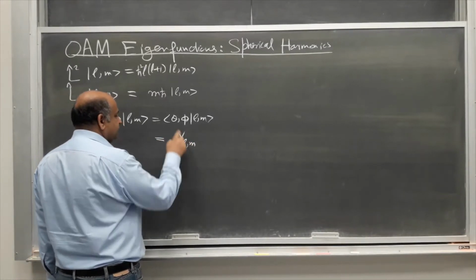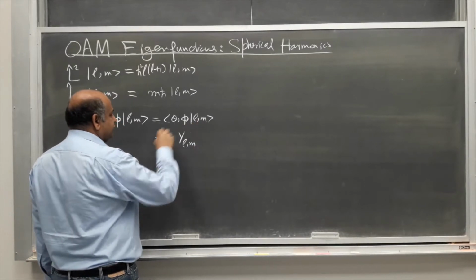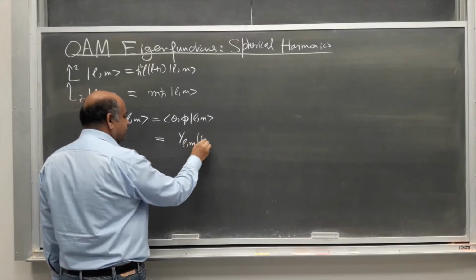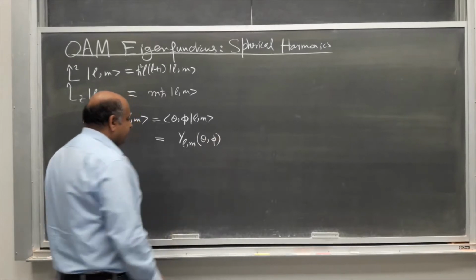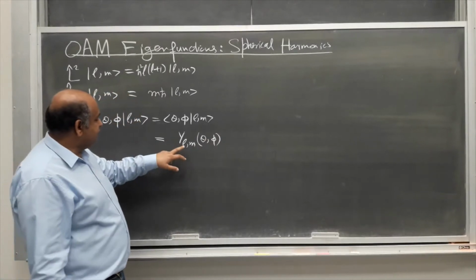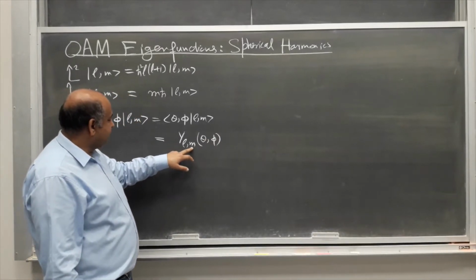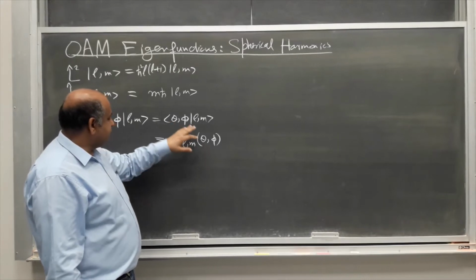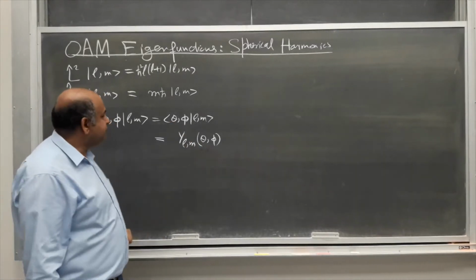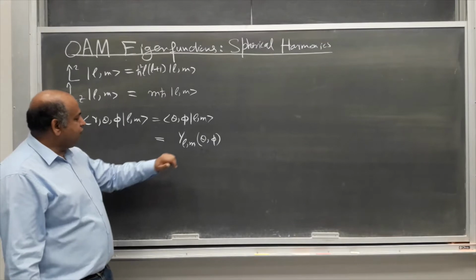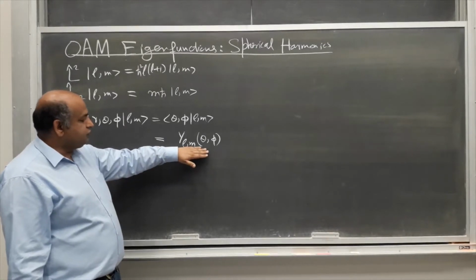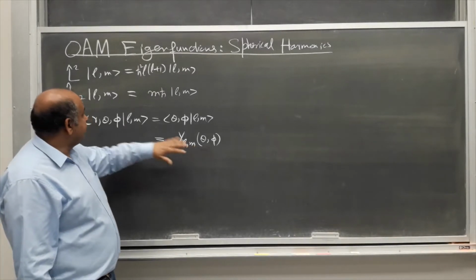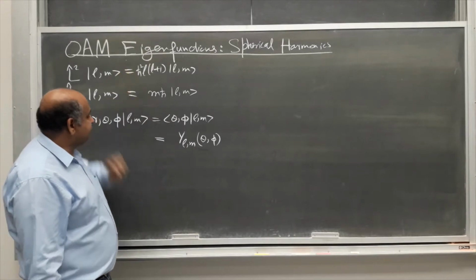And we can also introduce a notation. This |l m> state in theta phi coordinates can be represented by this Y function with these two indices l and m, and since this is a function of theta and phi, we are writing it like this. So our goal today is to find these functions, which we call spherical harmonics, such that these equations are satisfied.